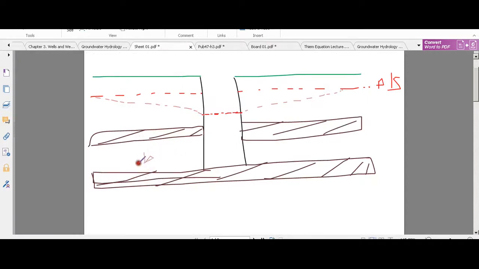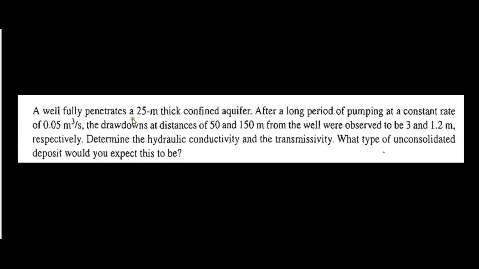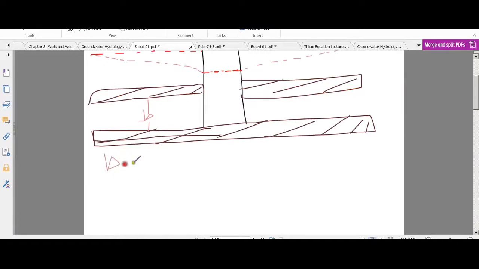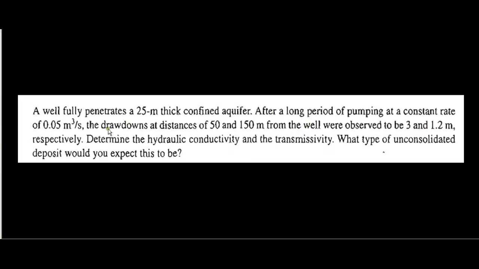Now the thickness B is given according to the problem. What is the thickness? A well fully penetrated 25 meter thick. So we know the thickness. What is B? 25 meters. And it says pumping rate 0.05 meter cube per second.